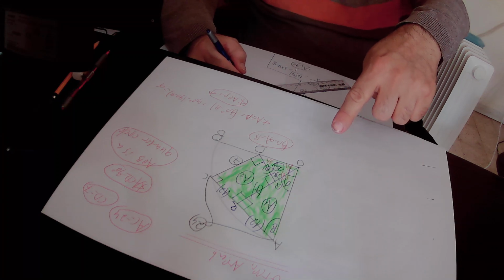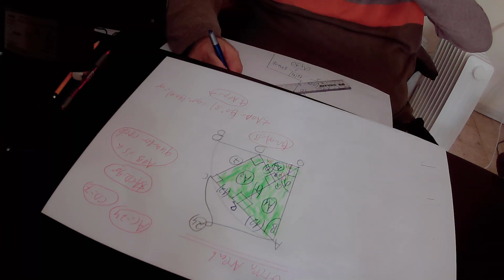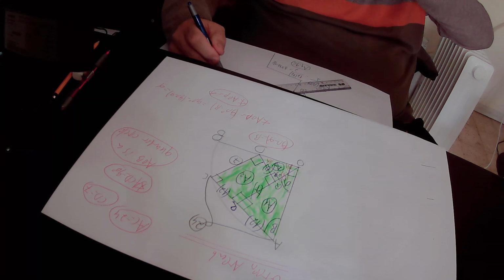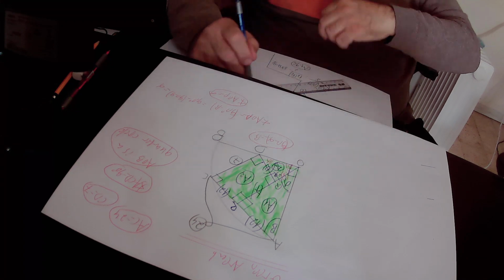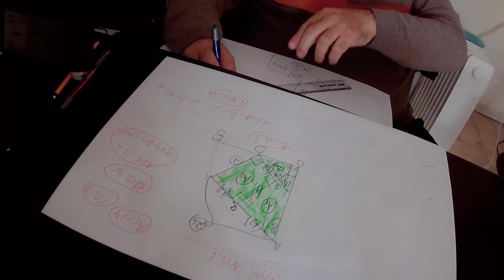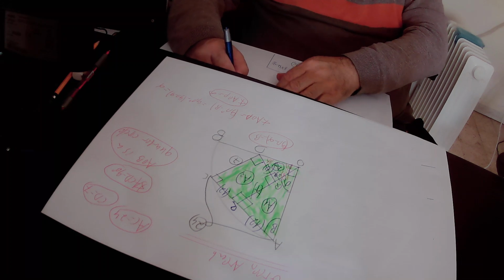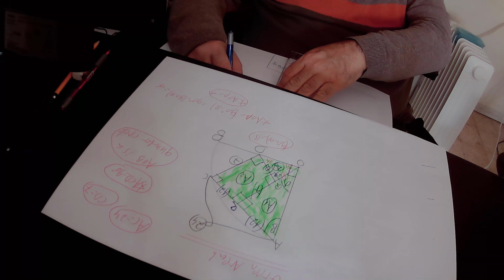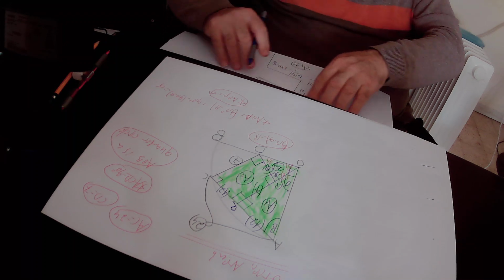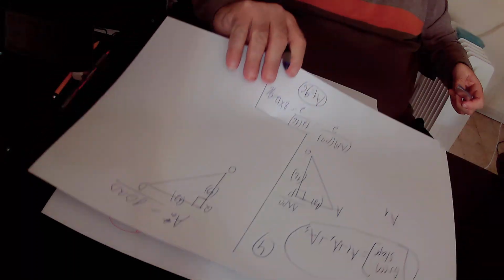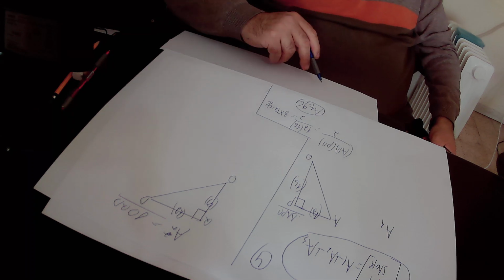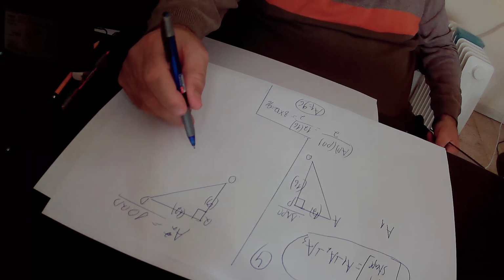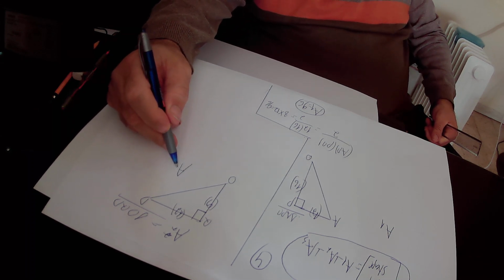Side OQ equals X, that is 9. QD equals 12. So this is the right triangle OQD that I copied from the original drawing, and this is area A2.